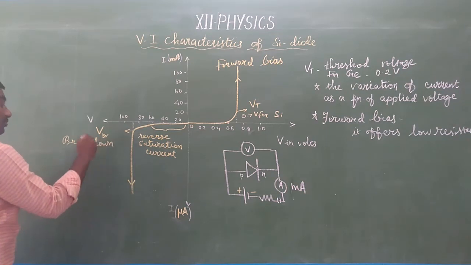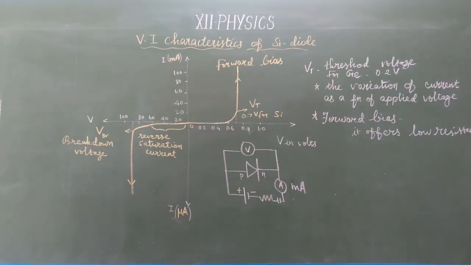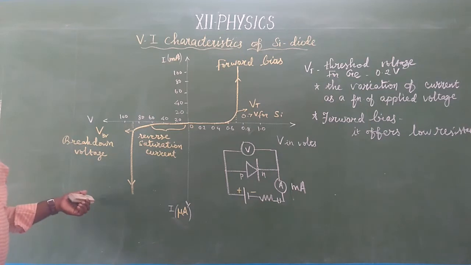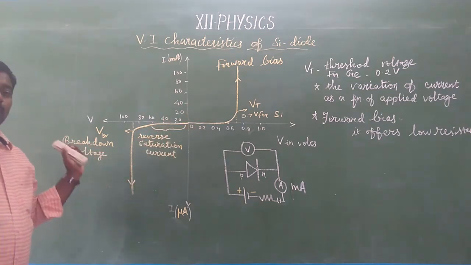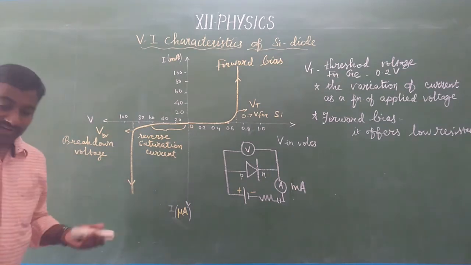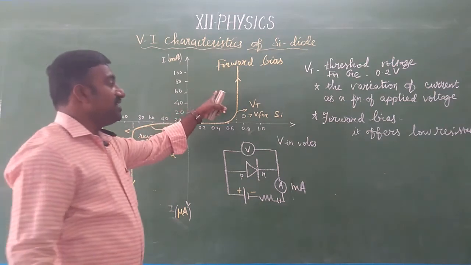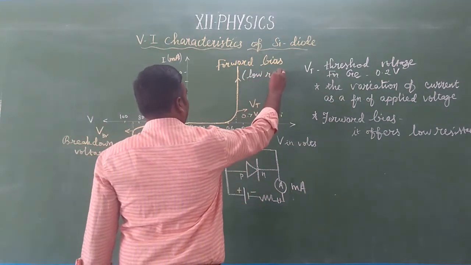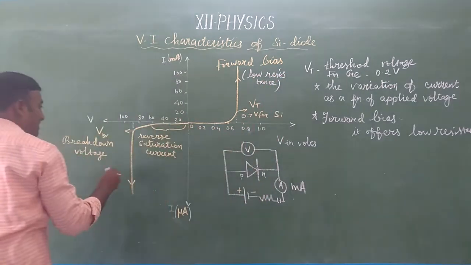The breakdown voltage also differs for different substances. For silicon it has one value and for germanium another value. So this covers the VI characteristics of a silicon diode for both forward bias and reverse bias. But one thing we should notice: under forward bias it offers relatively low resistance, but in reverse bias it offers very high resistance.